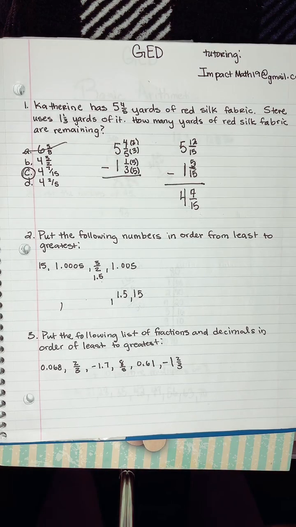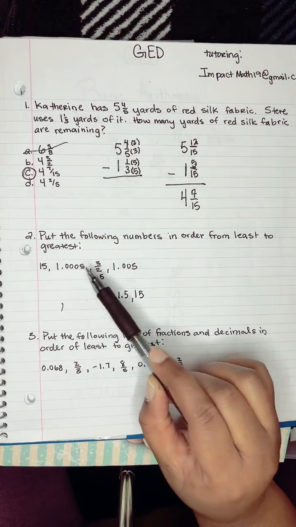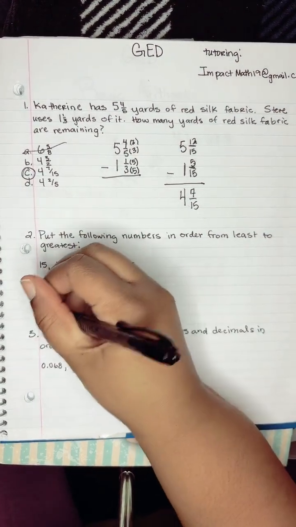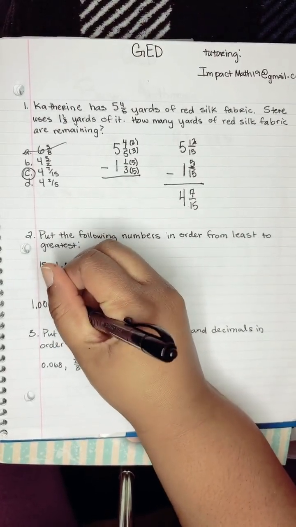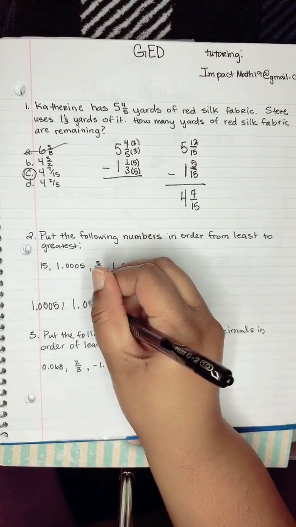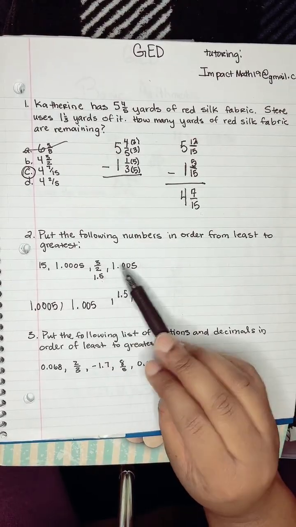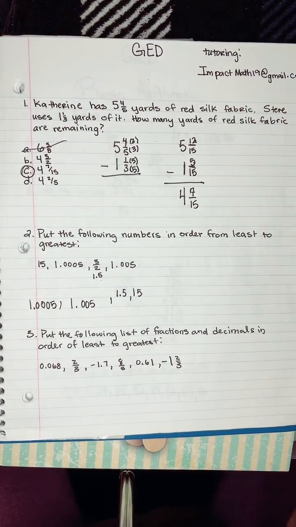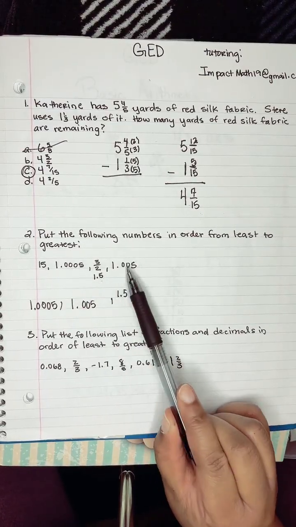Okay. Jamaria said 1.0005. Nicole, good. Leslie, yes. Let's go. So the more zeros you got, the smaller this number is. 0, 0, 0, 5, and then 1.005. Now, this is what we would hope for.